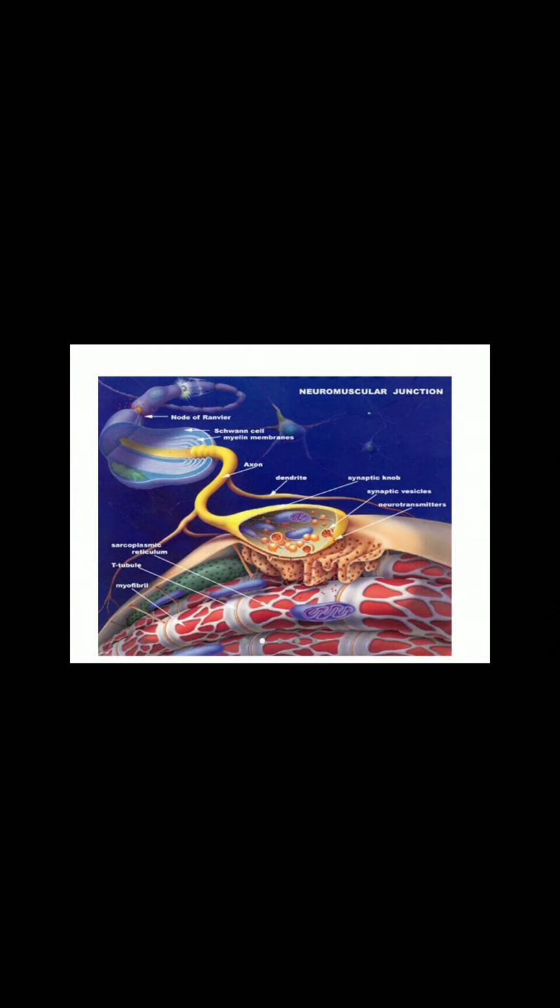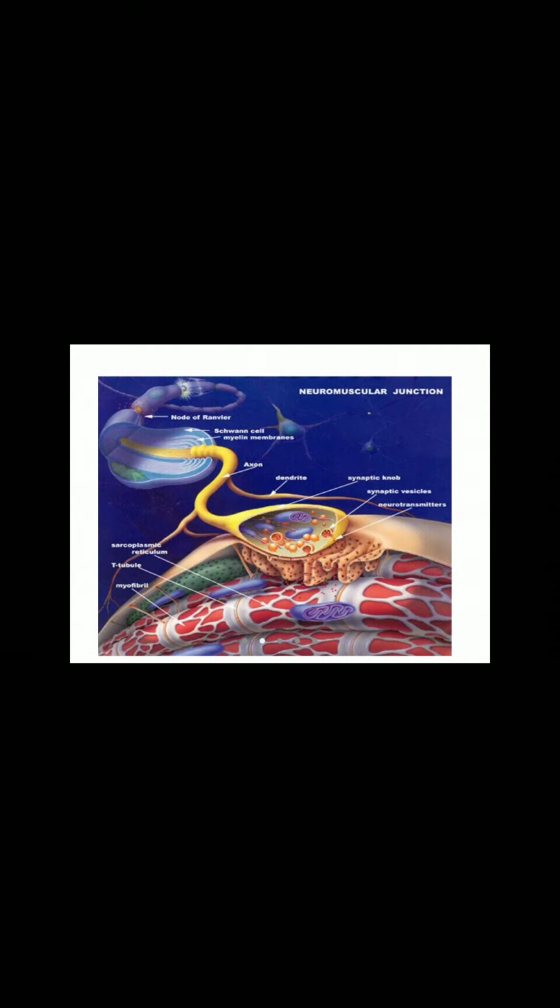Okay, so this is the neuromuscular junction. You should know two important things here: one is myasthenia gravis and the other is Lambert-Eaton syndrome.